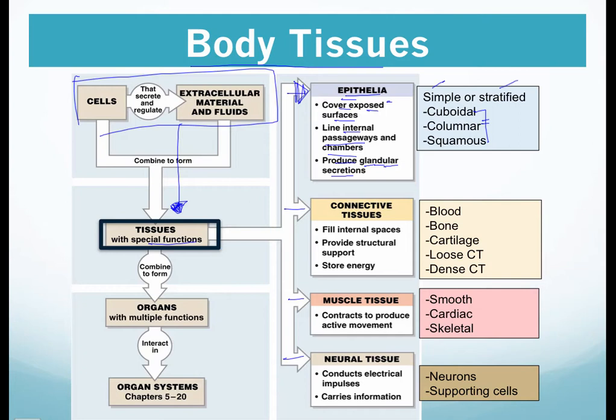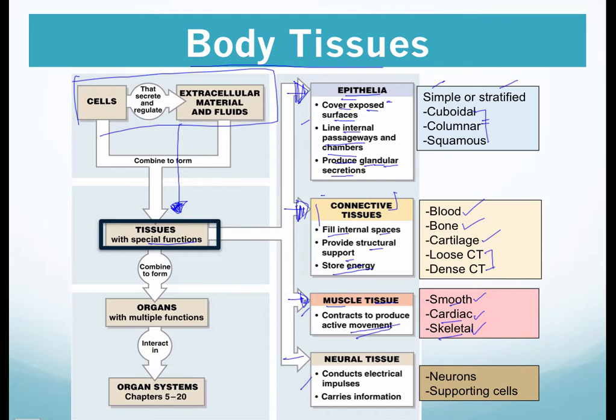Next type of body tissue we have is connective tissue, and this is the most abundant type. So if we don't cover it as epithelial, muscle or neural tissue, it's going to be connective tissue. This is the one that fills internal spaces, stores lots of energy, and provides support. So we know this as our blood, bones, cartilage, and loose and dense connective tissue. Next category of body tissue is our muscle tissue, and this one's main function is going to be movement. So we have three different types of muscle tissues: smooth, cardiac, and skeletal, which we're going to go over.